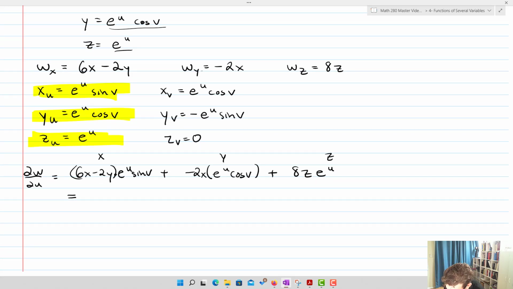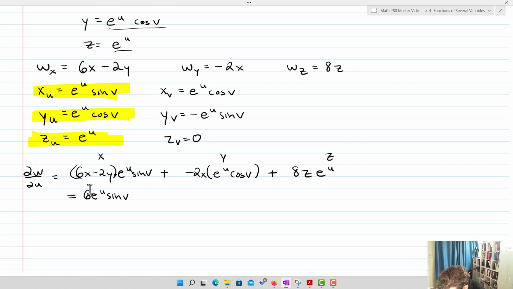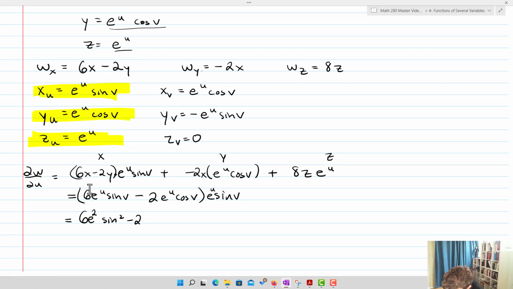6x minus 2y, so this is going to be 6 times, and x was e to the u sine v. So 6 e to the u sine v minus 2 e to the u cosine v, all times e to the u sine v. All right. And then I'm going to simplify that just because I want to do it as a process. So I got 6 e to the u sine squared v minus 2. And by the way, it should be e to the 2u sine squared v, e to the u, you add u plus u. Minus 2e to the 2u sine v cosine v.